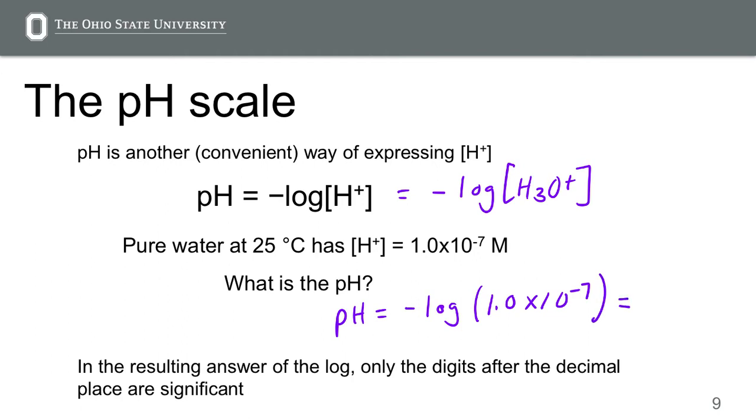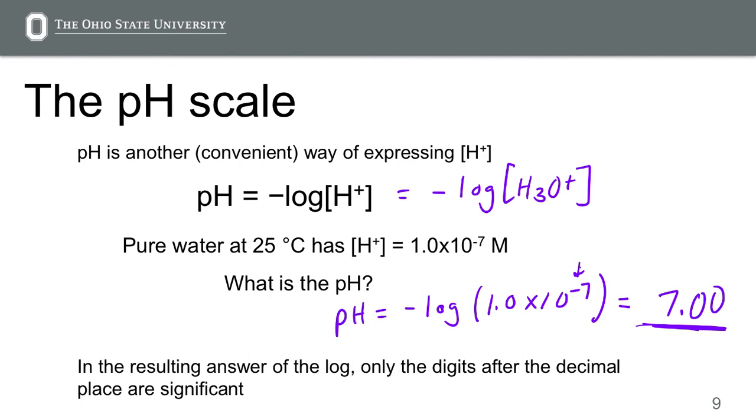And in terms of significant figures, this is like the one rule that I can actually remember for sig figs. I guess I calculate pH a relatively large amount with all my classes. So the rule is that in the answer of the log, so that's what we're going to come up with here for pH, only the digits after the decimal place are significant. So when we calculate minus the log of 1 times 10 to the minus 7, we're going to end up with 7. That 7 is not significant. That's basically the number that's in the power here.